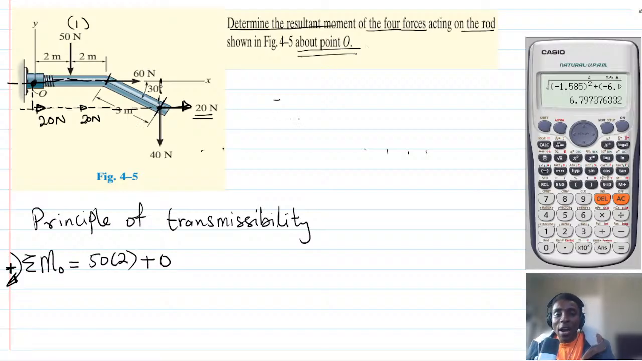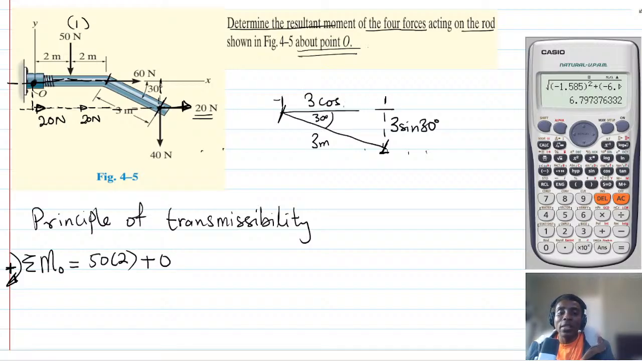So now if I look at the curved bar, from here to here is 3 meters. And then there is an angle of what? 30 degrees. Which means that if I want the vertical distance, it is simply 3 sine 30. That's all. And if I want the horizontal distance, it's going to be 3 cosine 30 degrees.